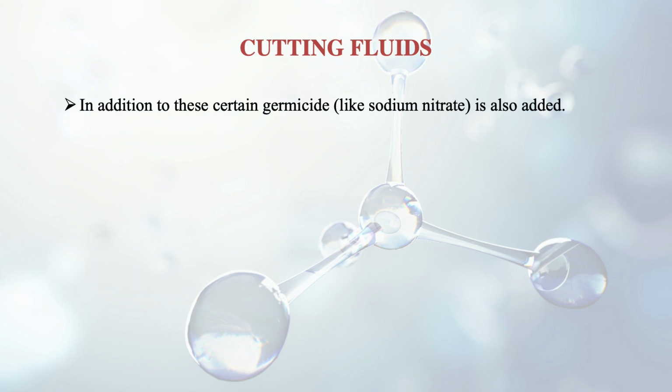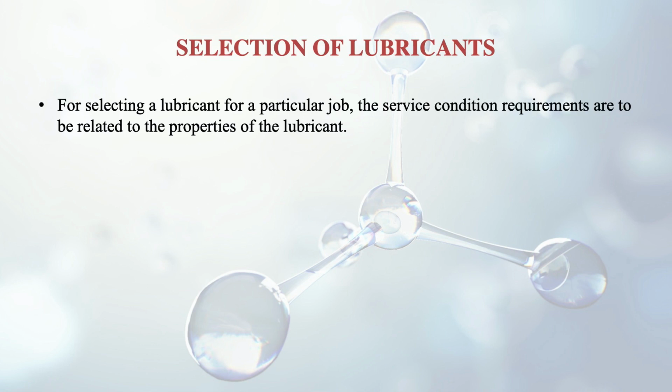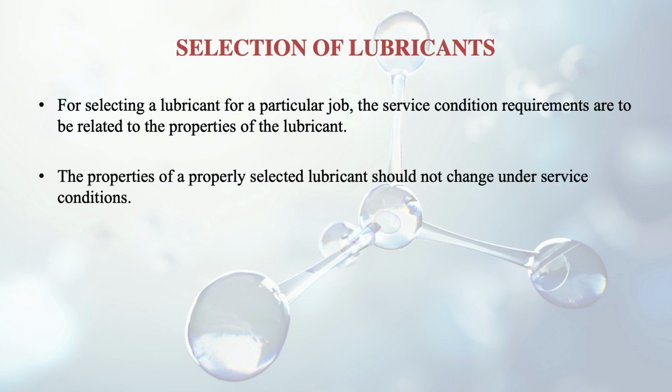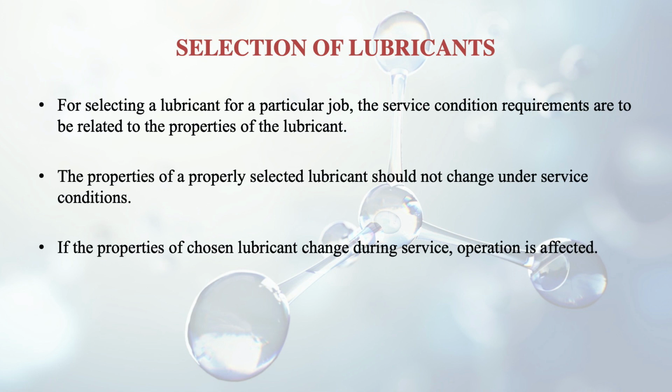Now, how do we select lubricants, and on what basis? For selecting a lubricant for a particular job, the service condition requirements are to be related to the properties of the lubricant. The properties of a properly selected lubricant should not change under service conditions. If the properties of the chosen lubricant change during service, then operation will obviously be affected.